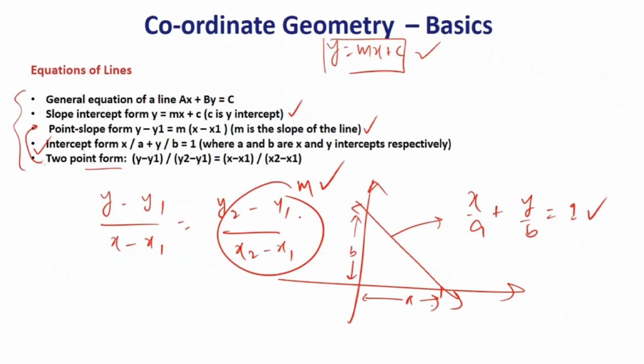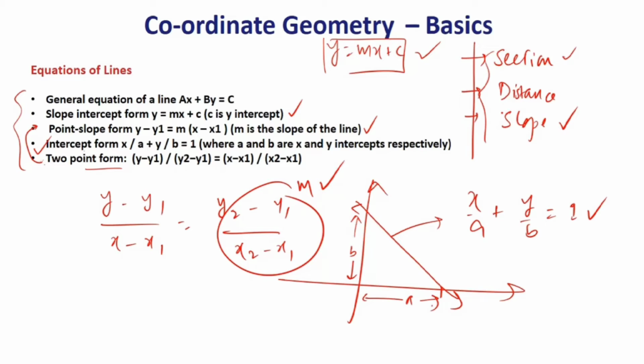If you have to note the key aspects which you have to understand from the CAT standpoint, and obviously XAT and other MBA entrance exams: section formula, and apart from this your distance formula, understanding a little bit of slope, right? If you understand these concepts, then you can also understand equation of line to some extent, but these are a must for CAT. So these are the top 3 aspects.